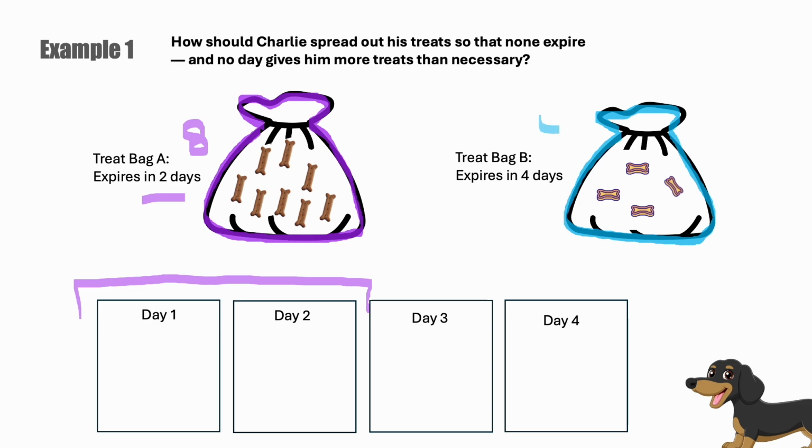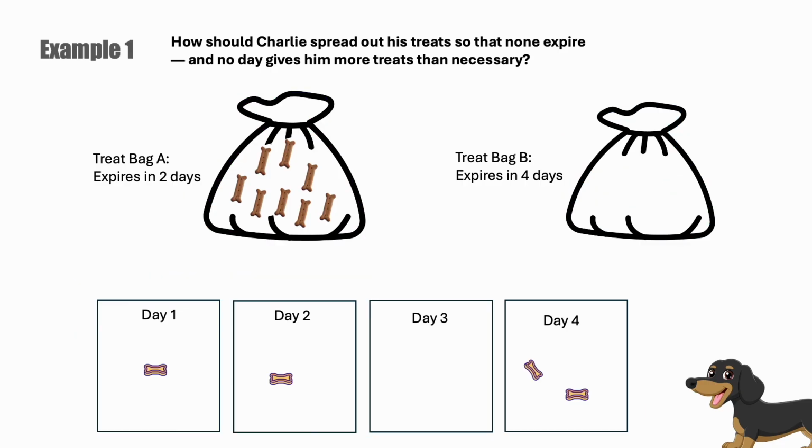For treat bag B, we have 4 treats. Charlie's interval to consume every treat in treat bag B is day 1 through day 4. Let's just look at scheduling treat bag B. Let's call this schedule B1. On day 4, he's got 2 treats, and on day 3, he's not eating any treats. We're not satisfying this. No days give him more treats than necessary. Day 4 is giving him 2 treats.